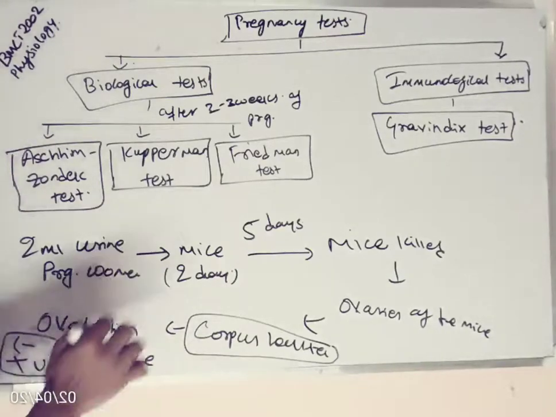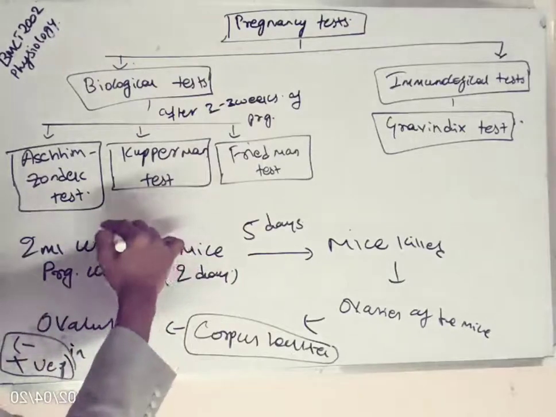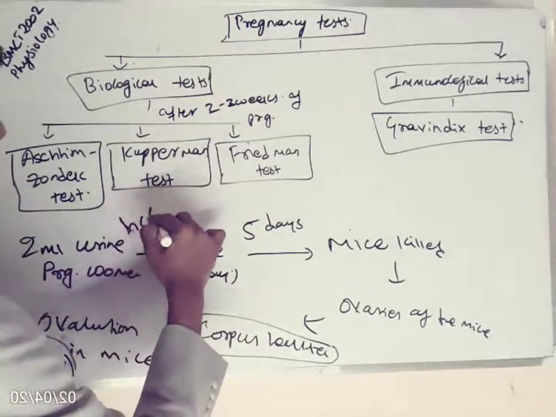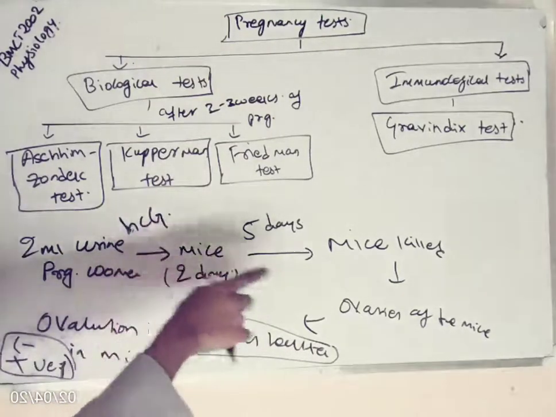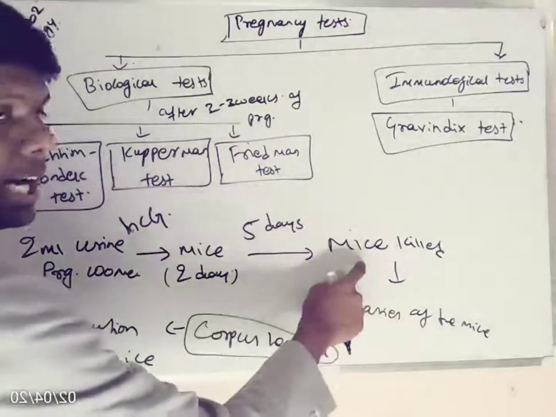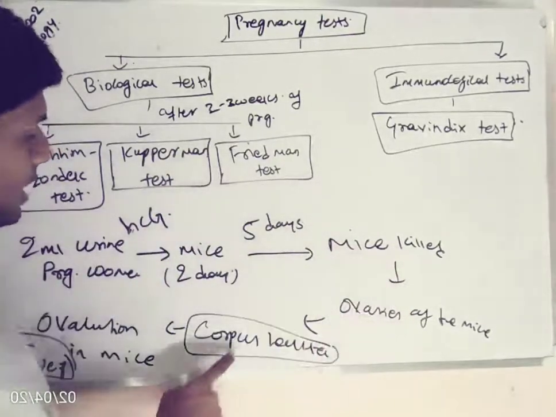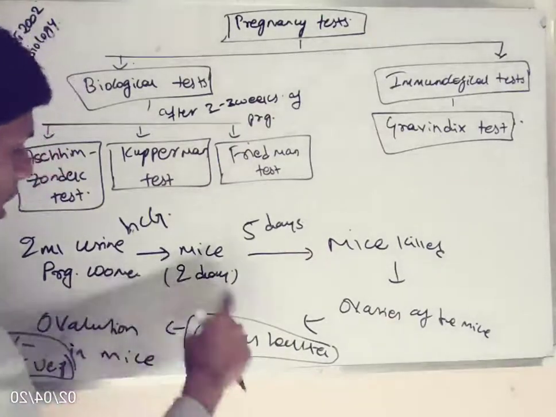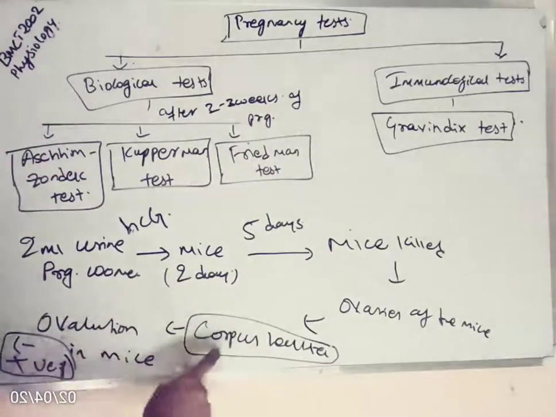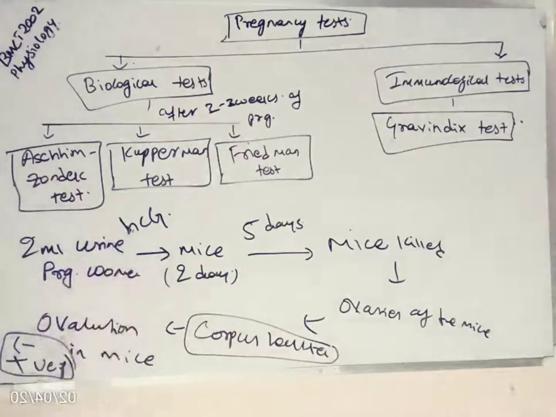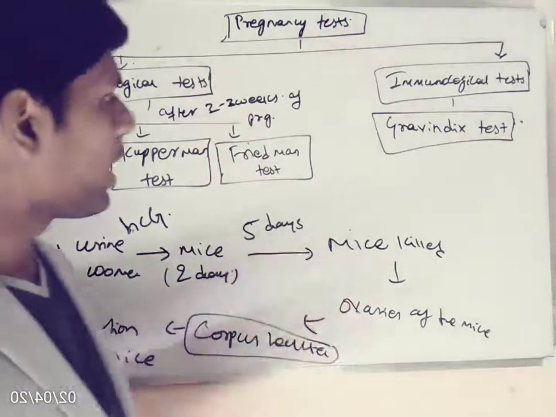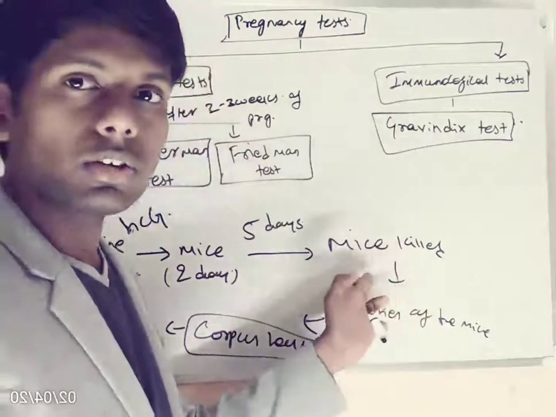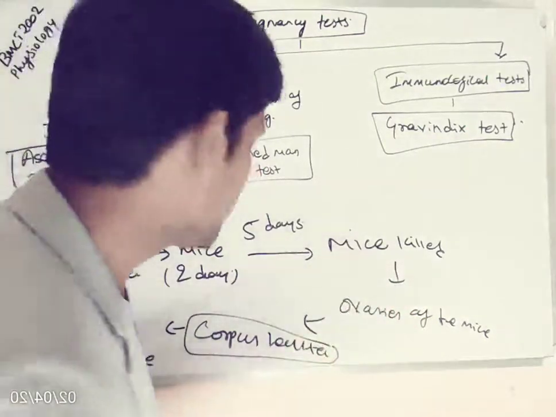That means this woman has HCG protein, this urine has human chorionic gonadotropin, and that gonadotropin has activated the mice, and the mice ovary started forming corpus lutea, and that mouse started ovulation. So having corpus lutea in the mice indicates positive for the pregnancy of this woman. So this is the test. This requires 5 days, and it also requires killing the mice to get the results. So this is one test.